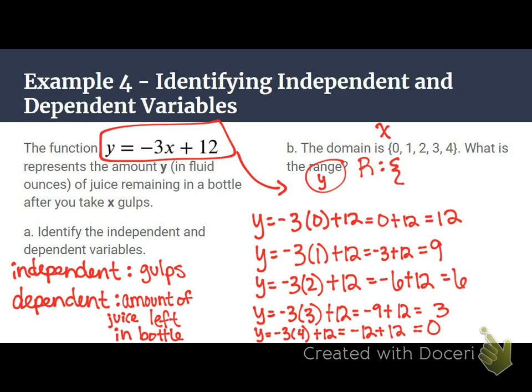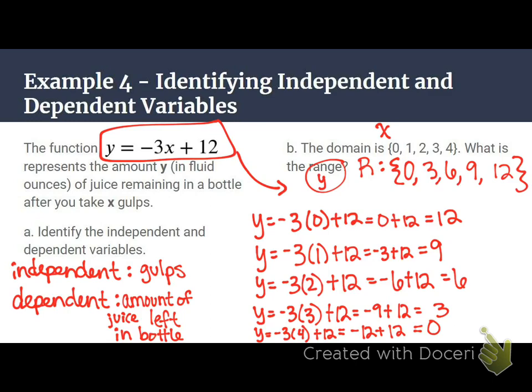So when I go to list my range, my smallest y value was 0, and then 3, and then 12. So this represents how much fluid I would have left in my bottle, how much juice I have left after I take those many gulps.